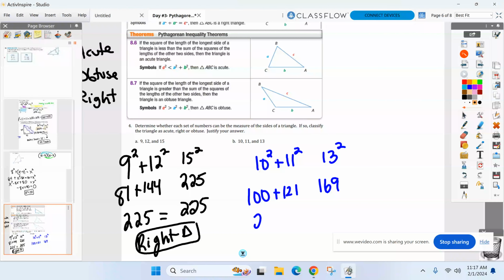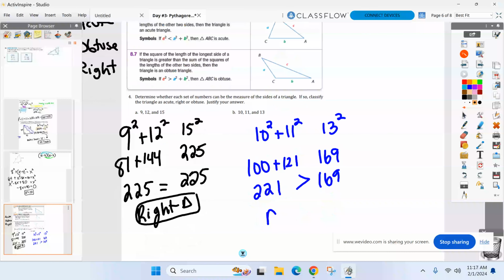So here we go. We got 221, 169. All right, it's definitely not a right triangle. So how do I tell if it's acute versus obtuse? If C squared is less than A squared plus B squared, if C squared is less than the other two, it's acute. If it's more than the other two, it's obtuse. So this one would be an acute triangle because it's less than A squared plus B squared. If C squared is less than the other two, it's acute. If it's bigger, it's obtuse.